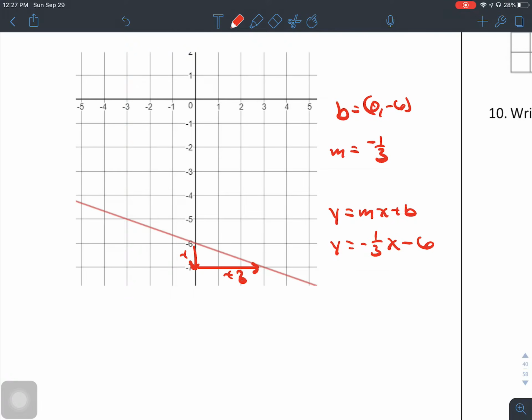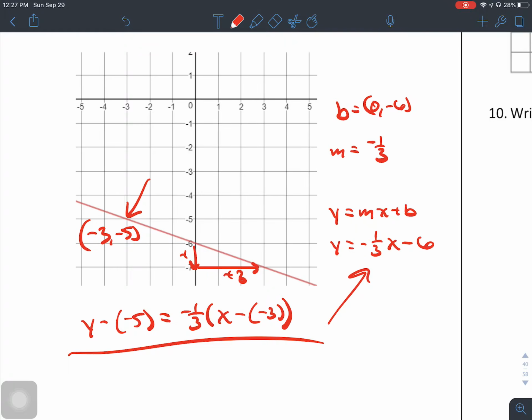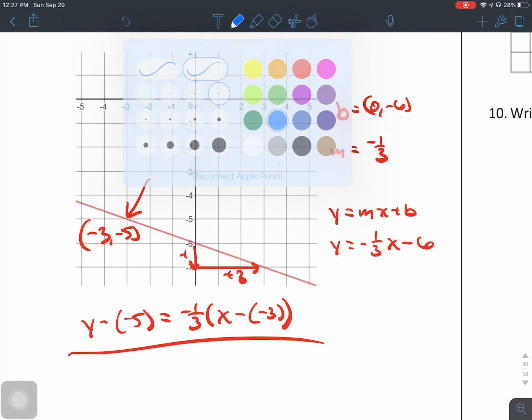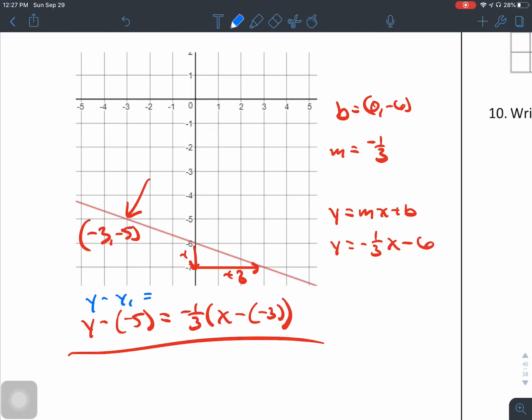Could you have used point-slope form for this? Absolutely. You could pick any random point on this. Let's say you chose this point, which is (negative 3, negative 5). You could have written y minus negative 5 equals the slope of negative 1/3 times the difference of x and 3. It's a lot messier than this one here, but they both work. Both of them are appropriate. One thing I would add, if I was doing it this other way, is you would want to write down this formula before you plug the stuff in.